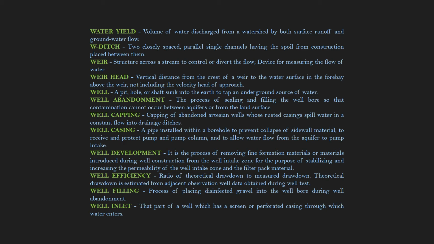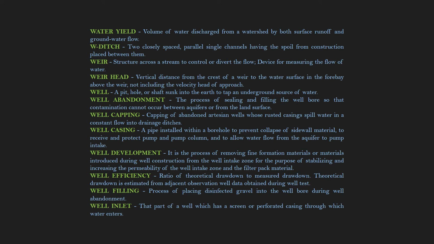Well development: the process of removing fine formation materials or materials introduced during well construction from the well intake zone for the purpose of stabilizing and increasing the permeability of the well intake zone and the filter pack material. Well efficiency: ratio of theoretical drawdown to measured drawdown. Theoretical drawdown is estimated from adjacent observation well data obtained during well test.